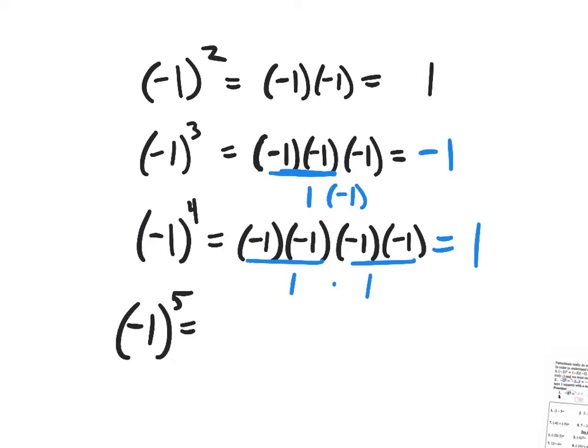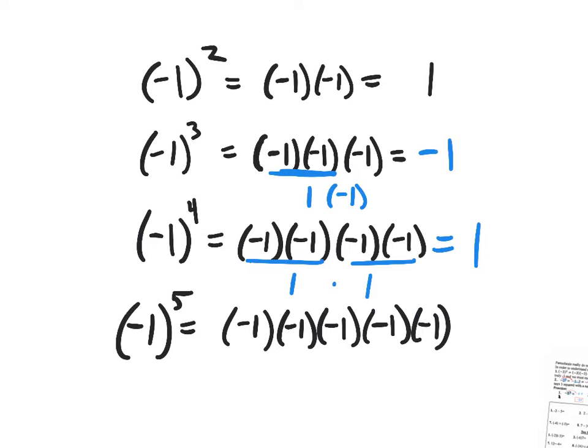Negative 1 to the fifth power is negative 1 times itself 5 times. And of course, if you do the math there, you're going to be able to pair them up, right? This is a positive 1, this is a positive 1, and there's an odd one out, which means that it takes you back to negative 1.